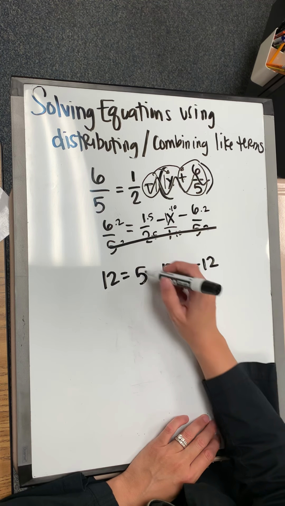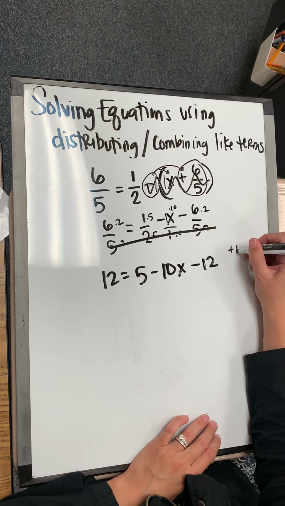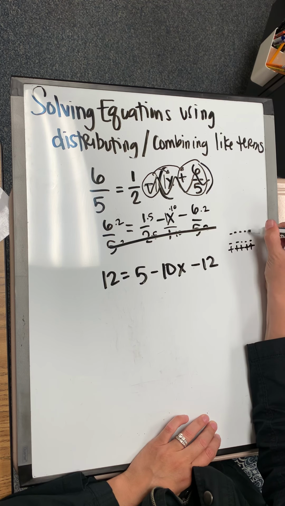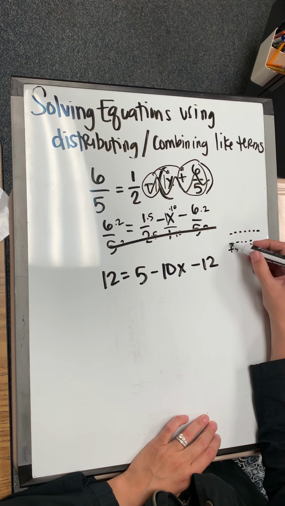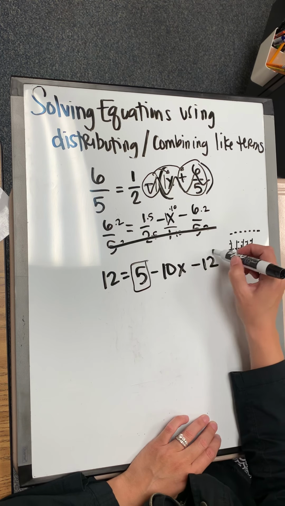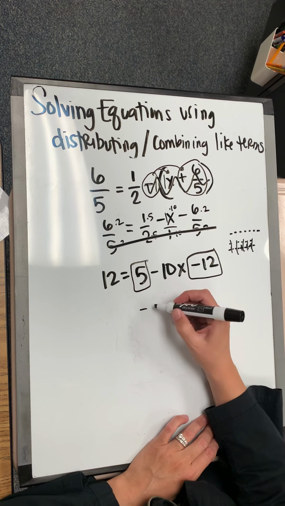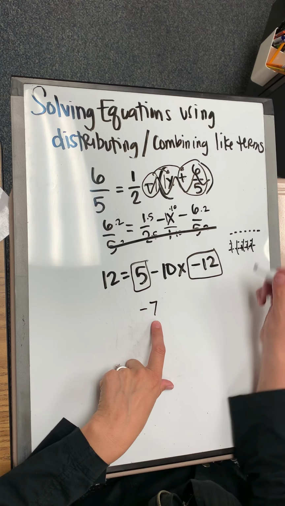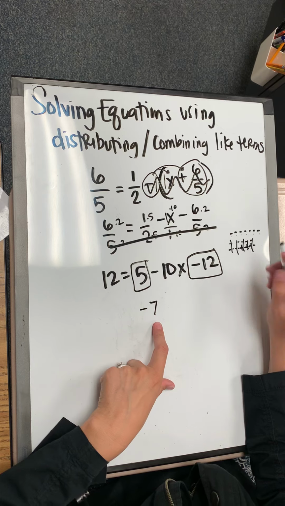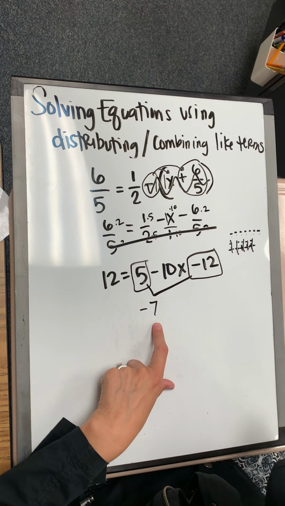5 minus 12: 5 positives, and 12 negatives, 1, 2, 3, 4, 5, 6, 7, 8, 9, 10, 11, 12. Each of those ones cancel out. You should see that you have more negatives. So I have 7 more negatives. You can see it right here, 1, 2, 3, 4, 5, 6, 7. So I have 7 more negatives. That is going to be the answer when I combine those.